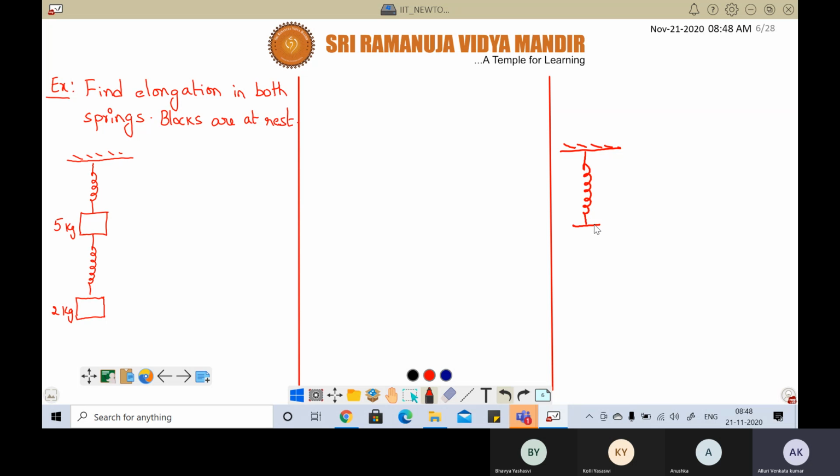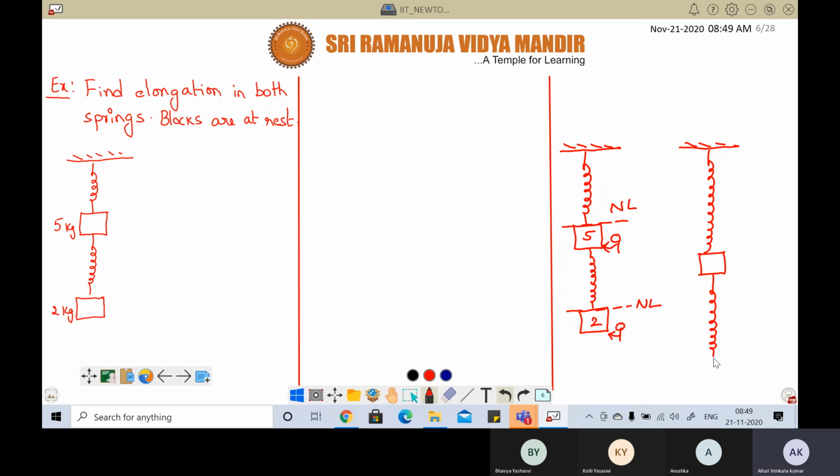Originally, let us say this is the first spring. This is the natural length of the spring, and then this 5 kg is connected, and somebody must hold. Then another spring, and then 2 kg is there. This is the natural length of the spring. Some persons are holding. If they don't hold, what will happen? The spring will get elongated. Now they released. What will happen when they release? Elongation like this.